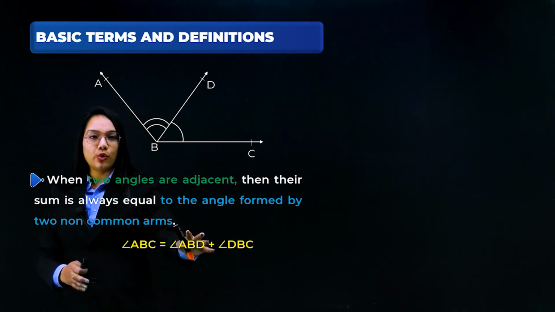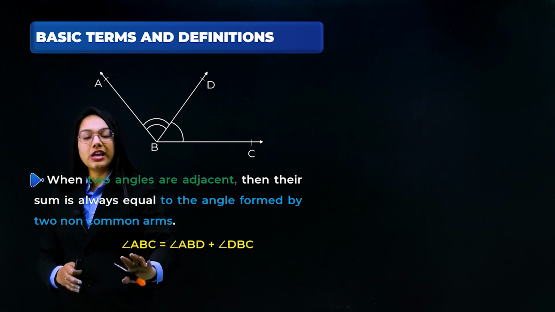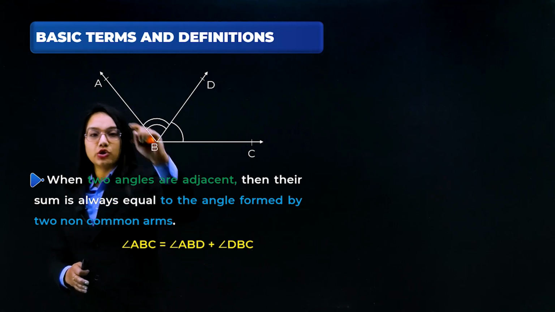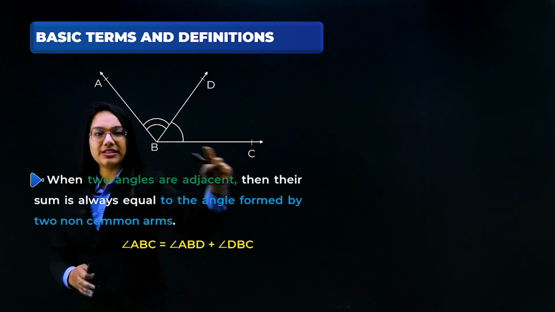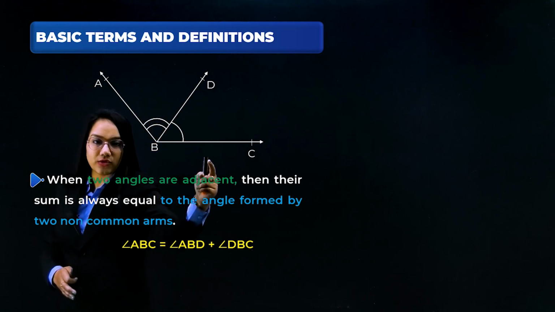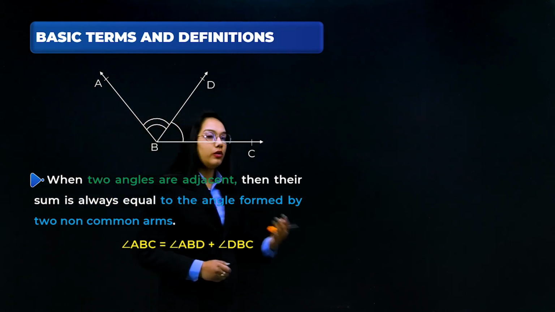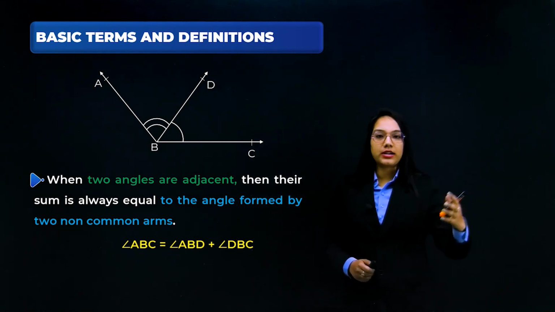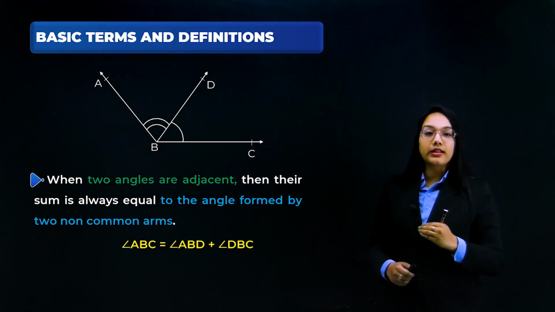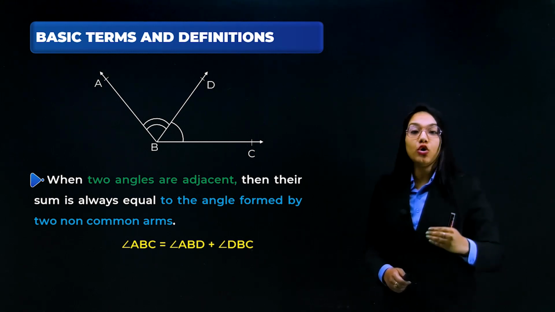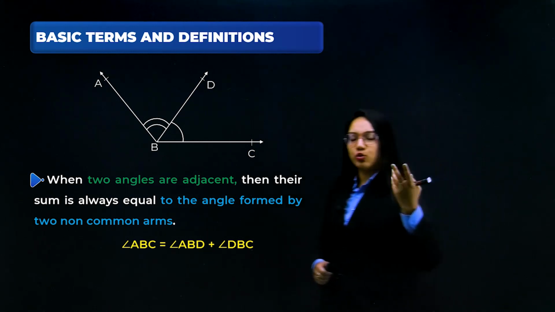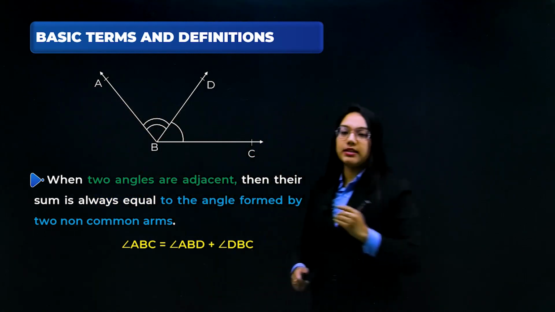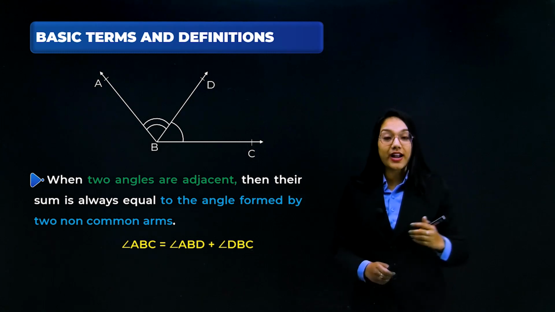So this is a special note related to the adjacent angle. You can see angle ABC is equal to the angle ABD plus the angle DBC. So the angle ABD plus DBC is equal to the whole angle, which is ABC. Always remember, whenever we talk about two adjacent angles, the sum of the two adjacent angles is equal to the whole angle formed by their two non-common arms. The two non-common arms are BA and BC. So this is a concept related to adjacent angles.